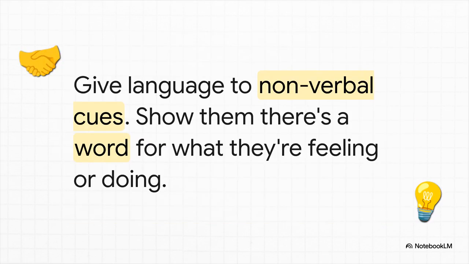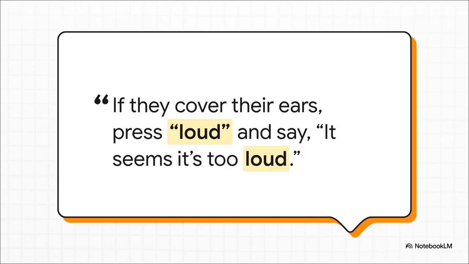All right, this next one, strategy 3, is so powerful. You're going to act as an interpreter. You're going to give them the words for what they're already trying to tell you with their body or their actions. Just look at this example. The student covers their ears. So you could press the button for loud and say something like, oh, it looks like you're telling me it's too loud. By doing that, you're not just guessing, you are validating their entire experience. You're basically saying, hey, that feeling you have right now, there's a word for it, and it's right here. I get it. I see you.